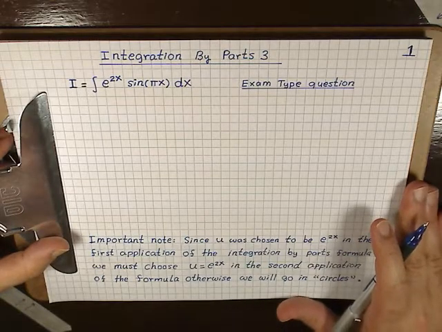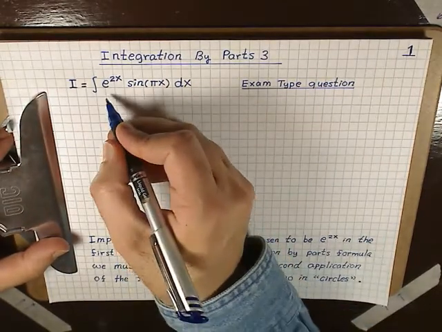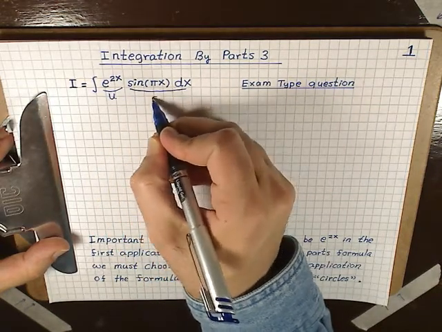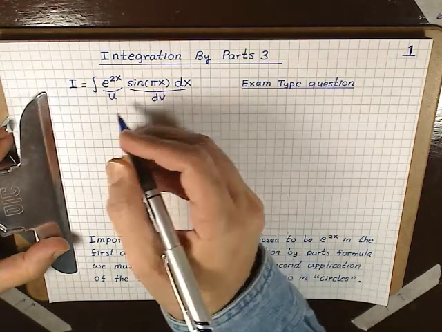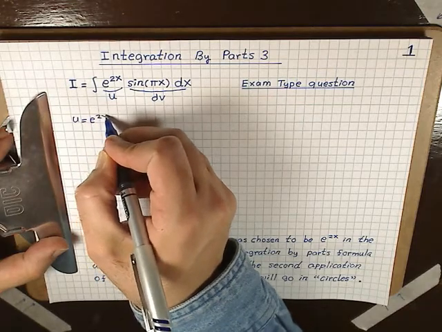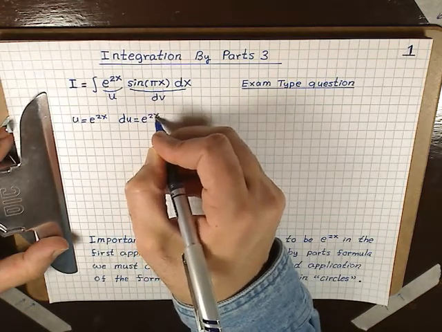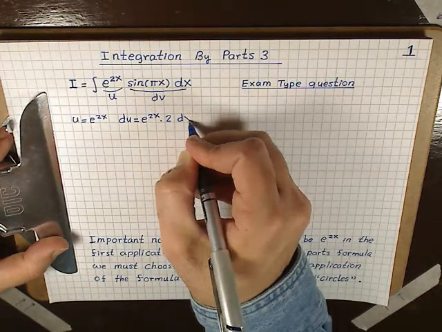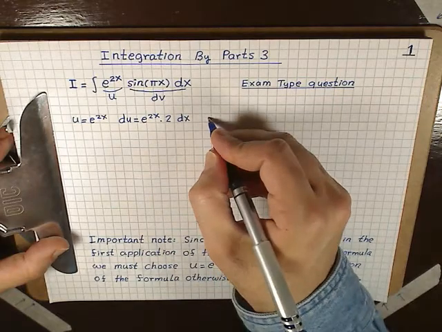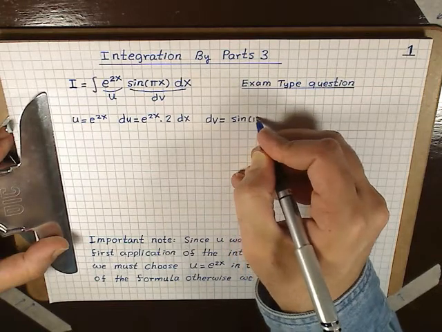Integration by parts 3. Here we have the integral of e to the 2x sine of pi x dx. We will let u be equal to e to the 2x, and dv be equal to sine of pi x dx. Let's write that down. u is equal to e to the 2x. Its derivative du is equal to e to the 2x times 2 dx. The reason for the 2 is the chain rule, of course. We have to differentiate the exponent. dv is equal to sine of pi x dx.